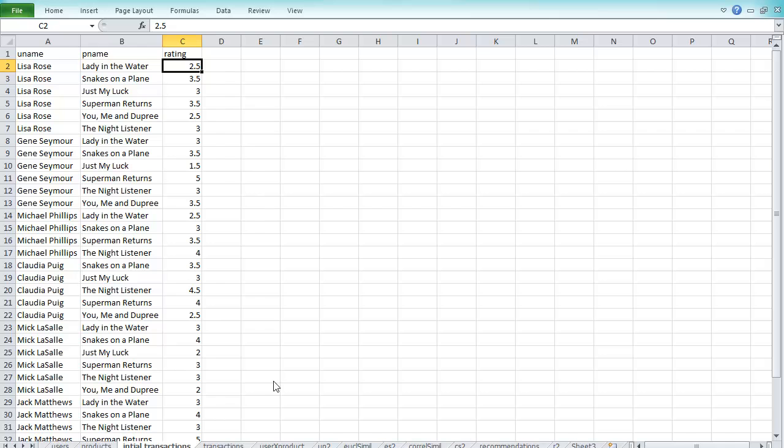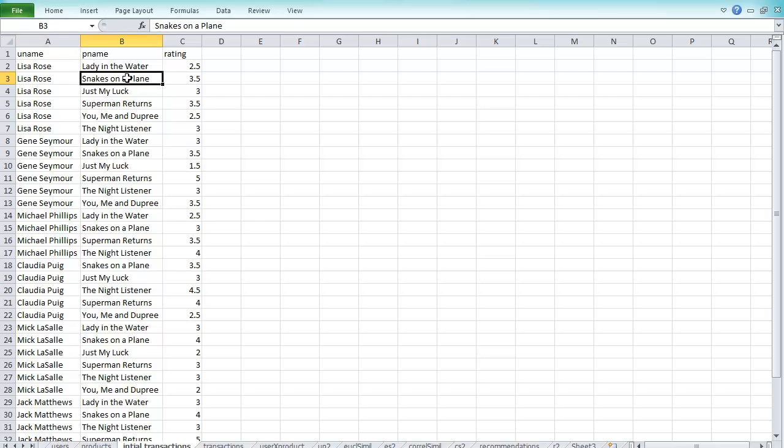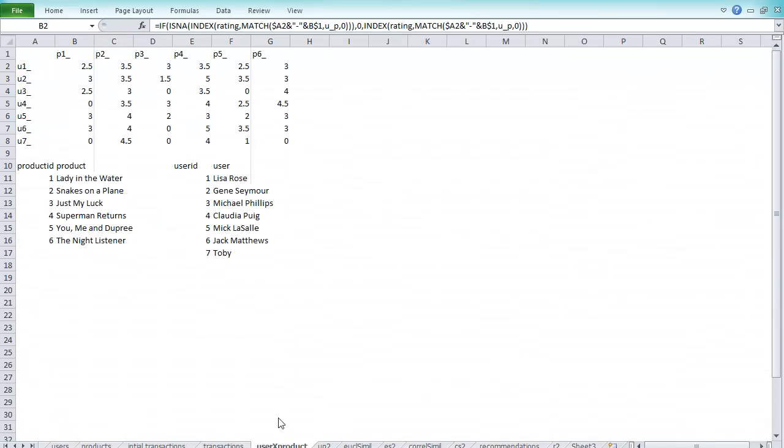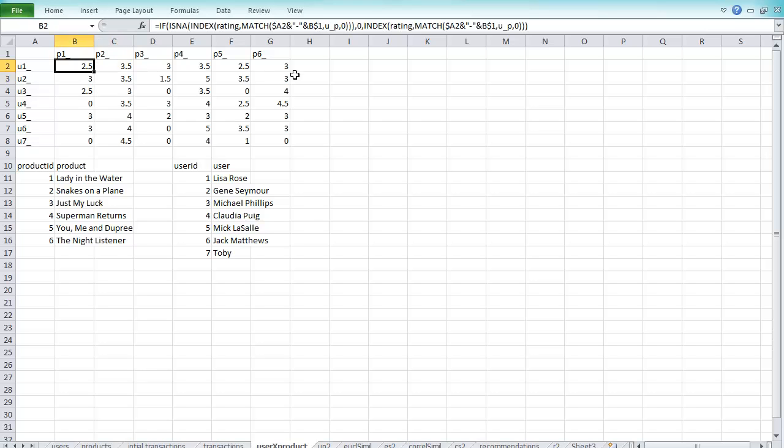Now, the next thing, Lisa Rose gave Snakes on the Plane 3.5. So this is the user 1, product 2, 3.5. So for such a small table, we could fill it out just by hand. It is a fact that we will need such a table if the data is initially given to us in a column format that we had in the previous sheet. And we have to achieve it somehow, so that finally we would have such a table.